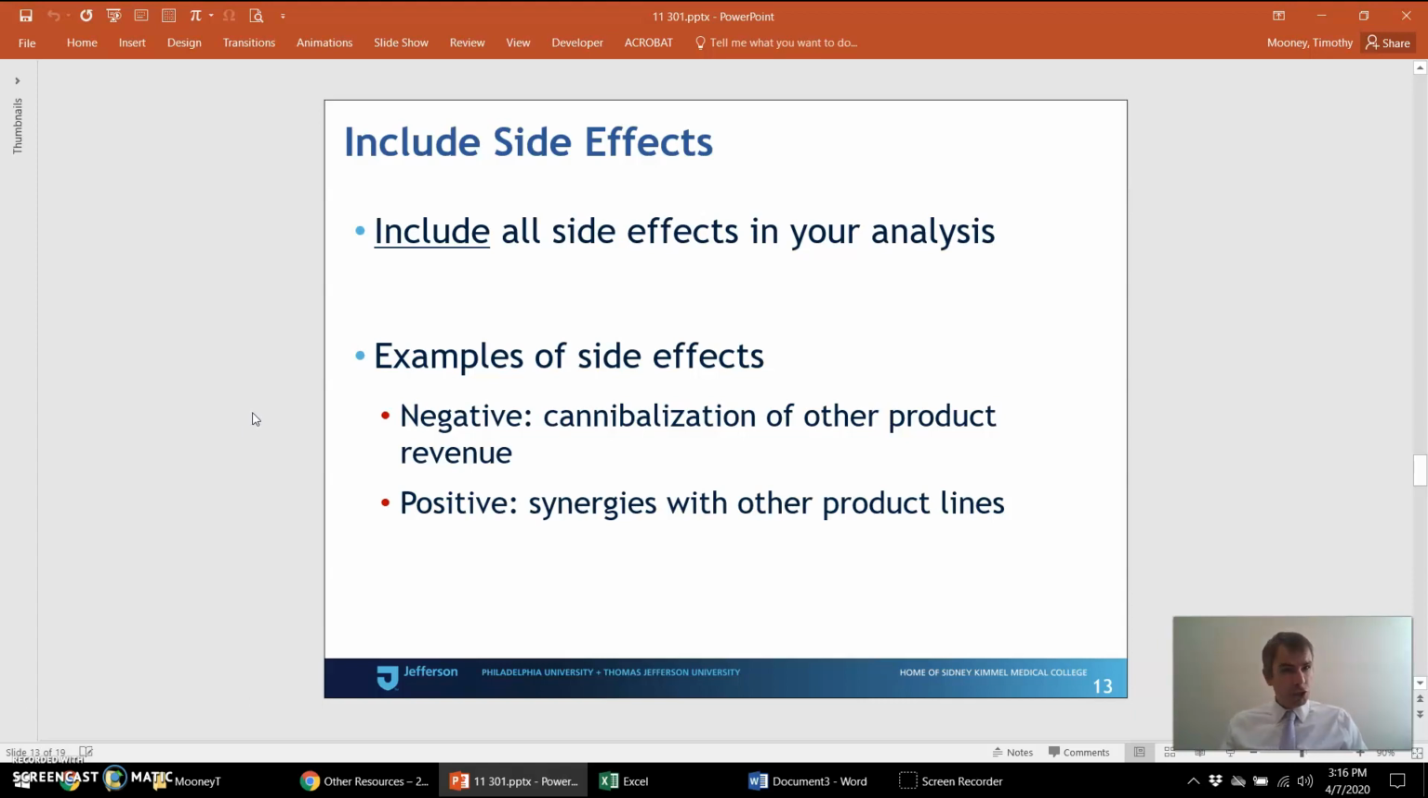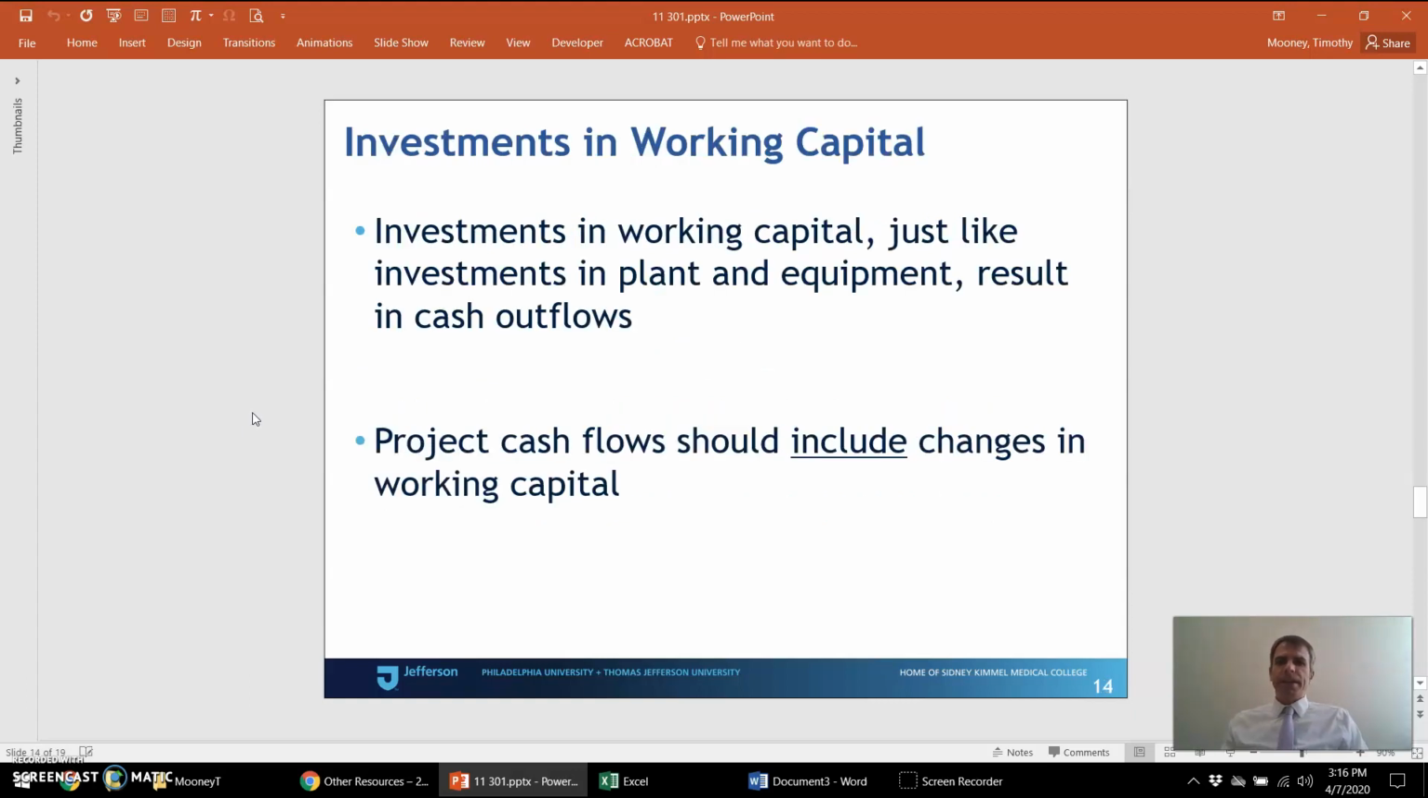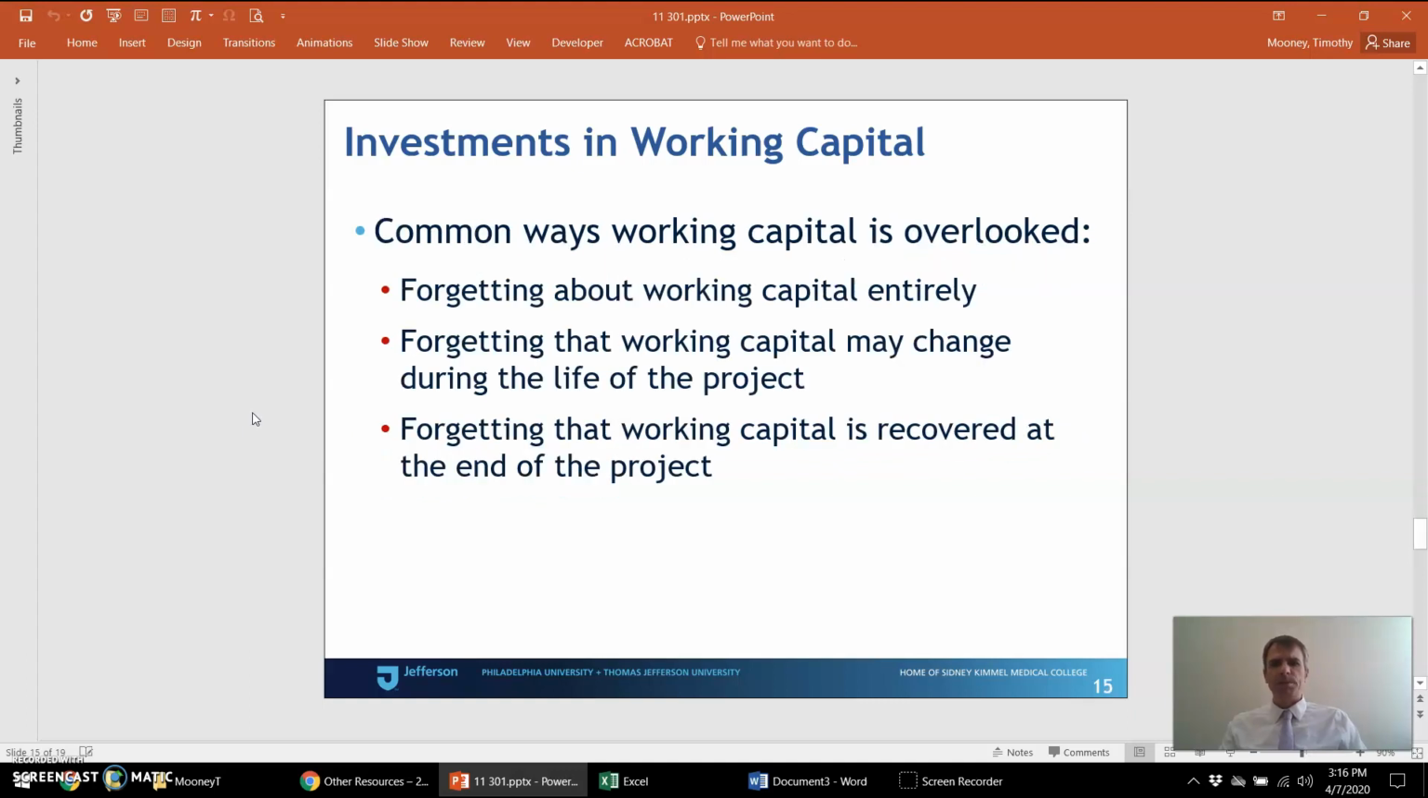And so we want to include both positive and negative incremental side effects. Hopefully that's clear. Our textbook makes a big deal about neglecting working capital. So working capital, remember, is short-term assets and liabilities. And really, something to emphasize is to include incremental changes in working capital.